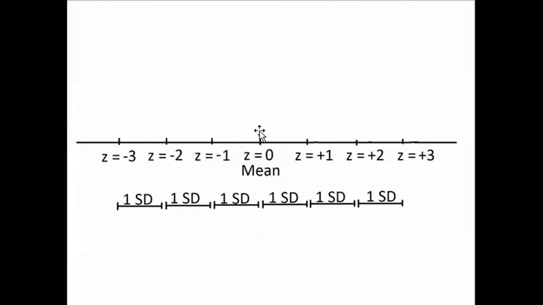Here we can see that a person who falls right at the mean has a z-score of 0. A person who's one standard deviation above the mean has a z-score of +1. A person who's 1 standard deviation below the mean has a z-score of -1. A person who's 2 standard deviations above the mean has a z-score of +2. And a person out here who's 2 standard deviations below the mean has a z-score of -2.